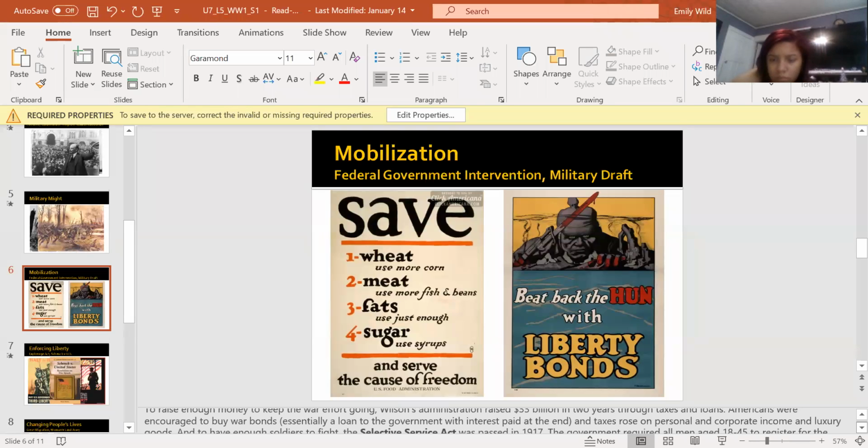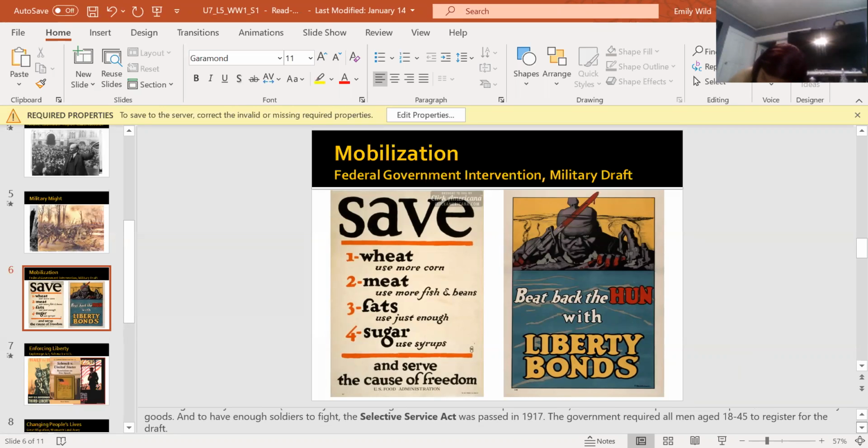Despite all of this effort for intervening with the war effort, they still were unable to draft enough men to join the war. So they have to implement a military draft. The military draft is also known as the Selective Service Act of 1917. So again, the military draft is also known as the Selective Service Act, which was passed in 1917. The Selective Service Act of 1917 requires that all men aged 18 to 45 register for the draft.